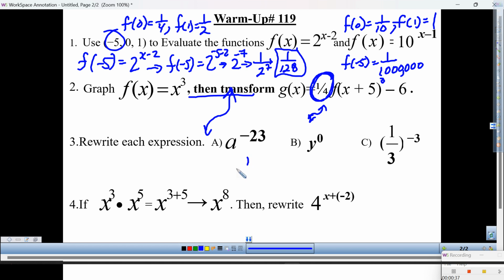3a, it's 1 over a to the 2. B is equal to 1. C is 1 over, oh, no, my bad. It's 1 to the -3rd over 3 to the -3rd. We can't have negative exponents. So this goes in the numerator, this goes to the denominator, so that is 3 to the 3rd over 1 to the 3rd, which is 27.